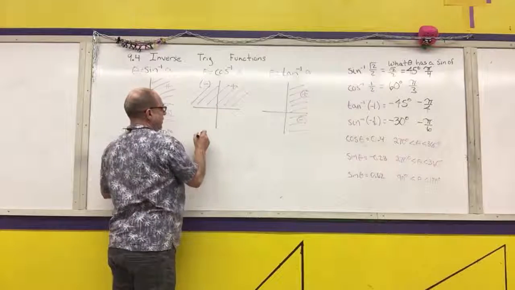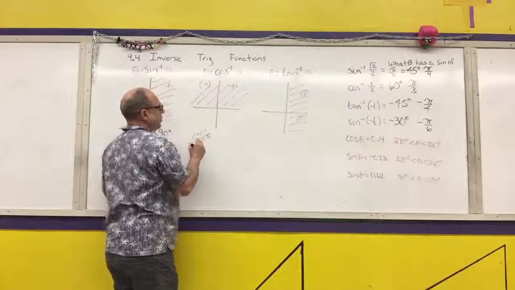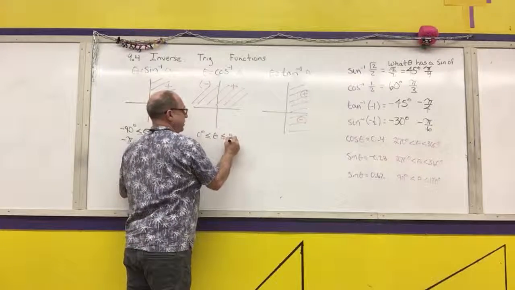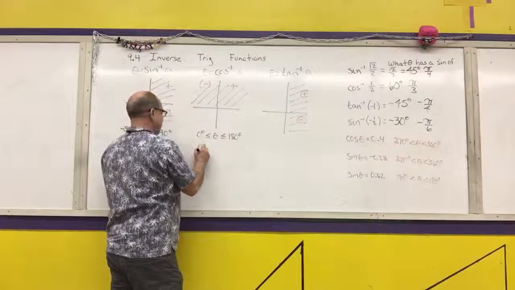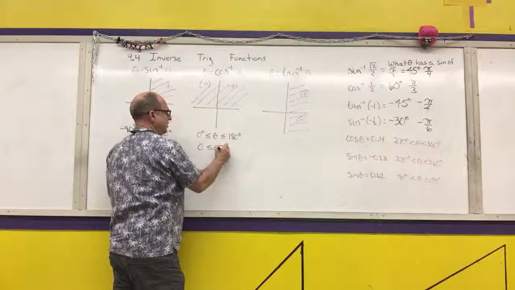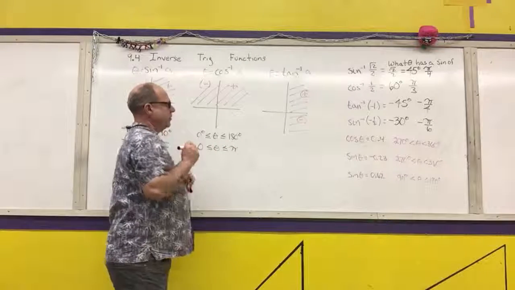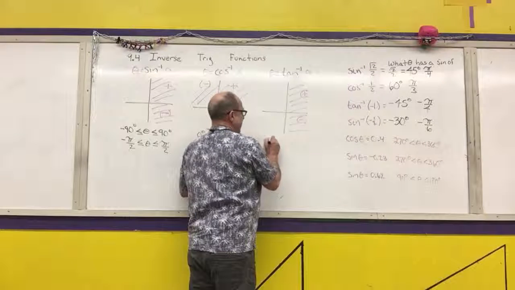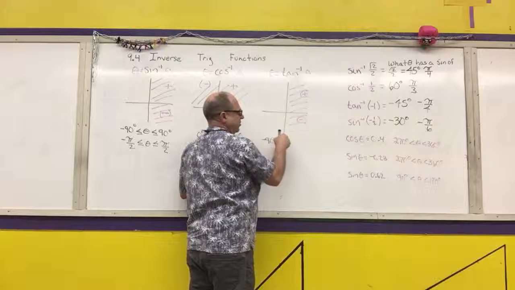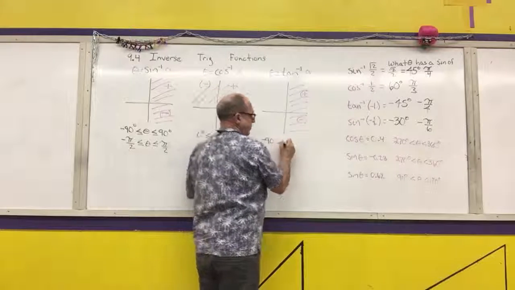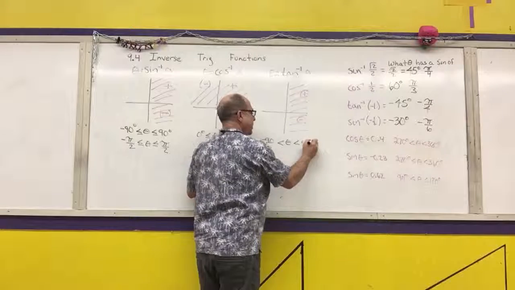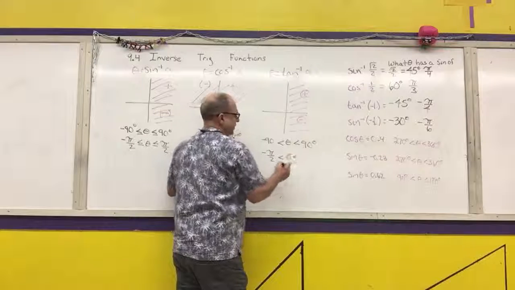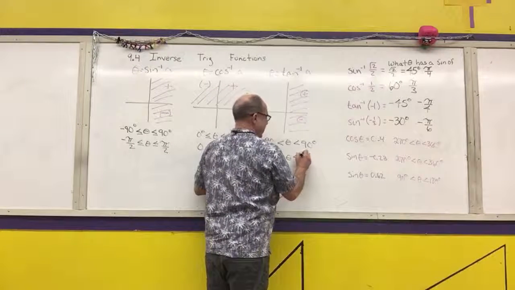For inverse cosine, 0 degrees is less than or equal to theta, which is less than or equal to 180 degrees. In radians, 0 radians is less than or equal to theta, which is less than or equal to pi radians. For tangent, it's negative 90 degrees is less than theta, less than 90 degrees. I can't have a less than or equal to because that would be dividing by 0. And negative pi halves is less than theta, which is less than pi halves.